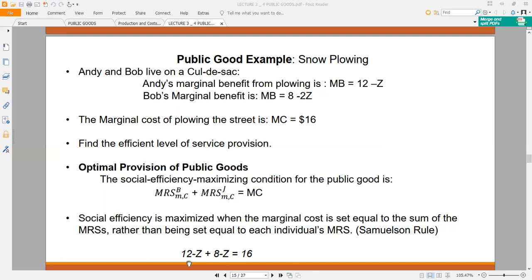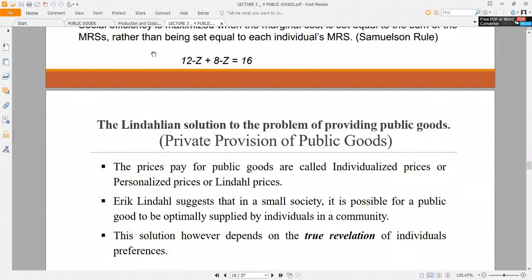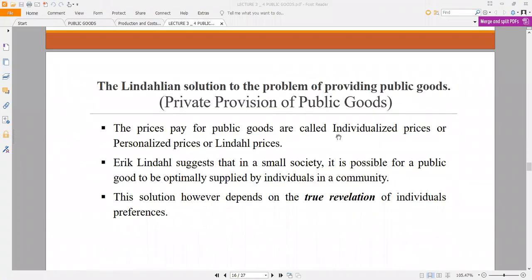But I mean, how come we equated this to 16? Well, this is 8 minus Z, not 2Z. If you look at what they did here, it's 8 minus Z. So if it's 8 minus Z, then Bob's marginal benefit will be 6, and that of Andy will be 10. So if you add the two, that should equal the marginal cost of producing that. So that's how we get the optimal quantity for the pure public good.